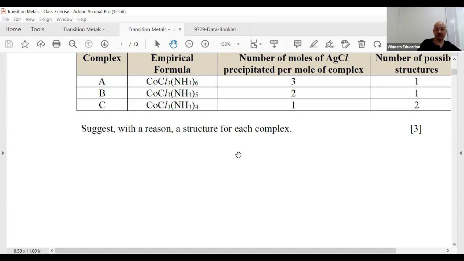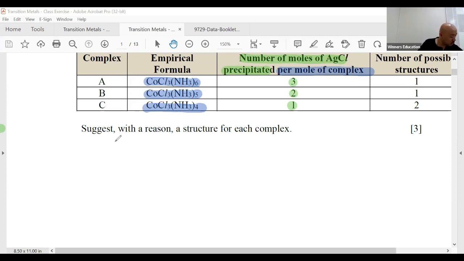Okay, so here we go. Based on the number of complexes, if you don't mind, I change it to green and pink, easier for me to see. Here we go: number of moles of AgCl precipitated per mole of this ion. So here we go, 3, 2, 1.